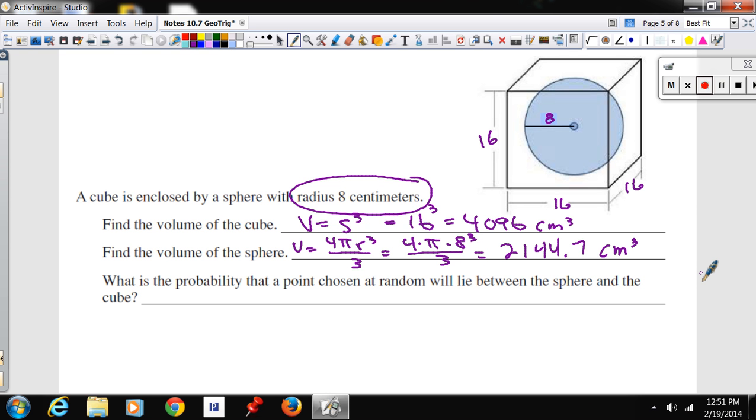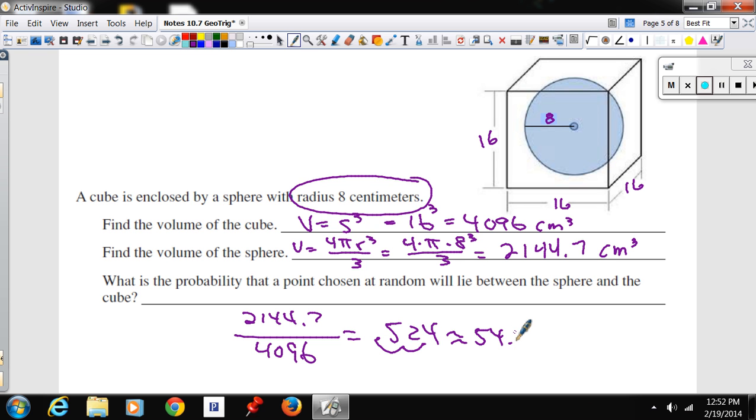The last question says, what's the probability that a point chosen at random will lie between the sphere and the cube? Well, let me show you this. If you took your sphere, which was 2,144.7, and divided it by the cube, 4,096, you would get 0.524. Okay, you move that over 2 places, that's approximately 52.4%. What's that the probability of?